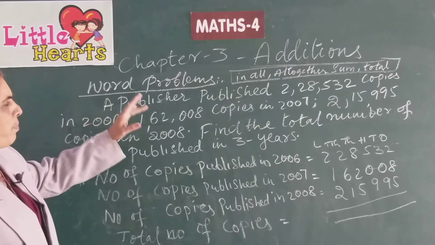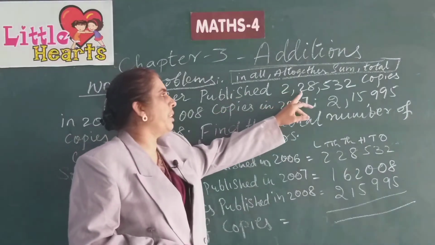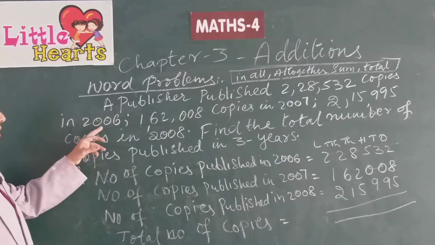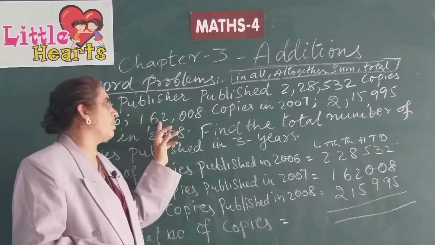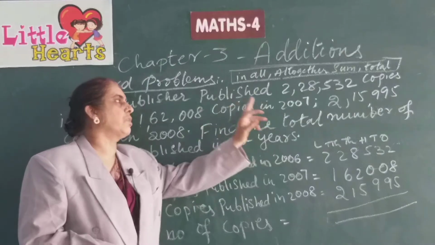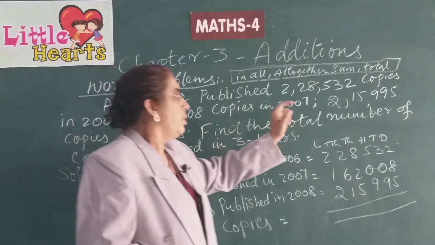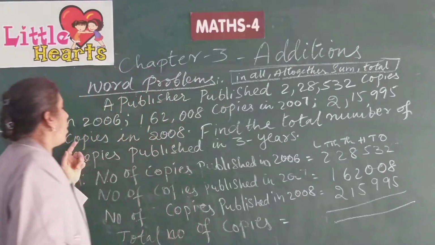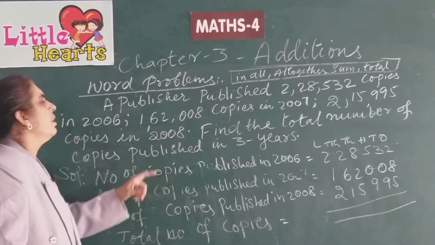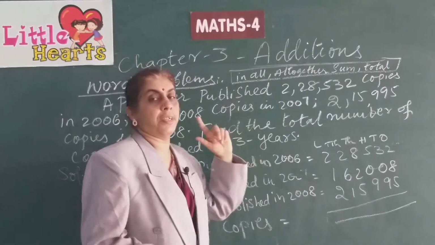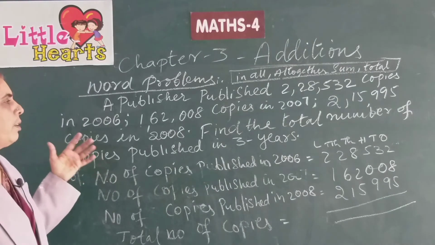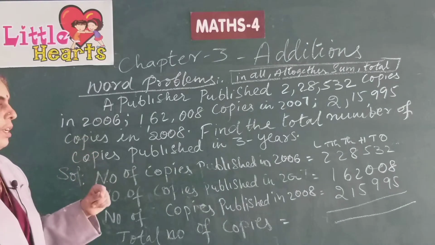A publisher published 2,28,532 copies in 2006, 1,62,008 copies in 2007, 2,15,995 copies in 2008. Find the total number of copies published in 3 years. So you have to find the total number of copies published in 3 years.